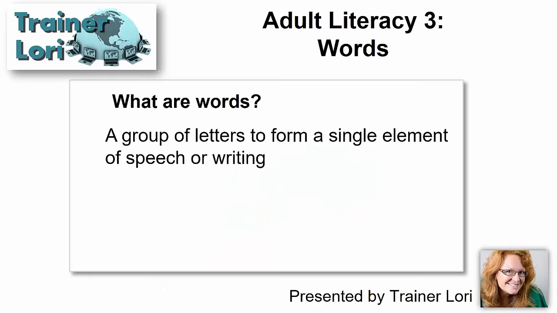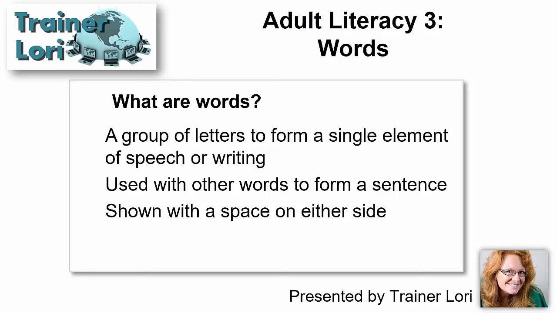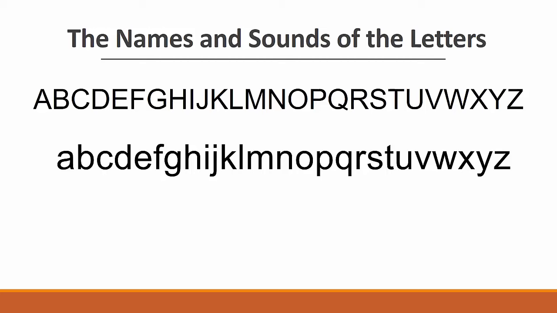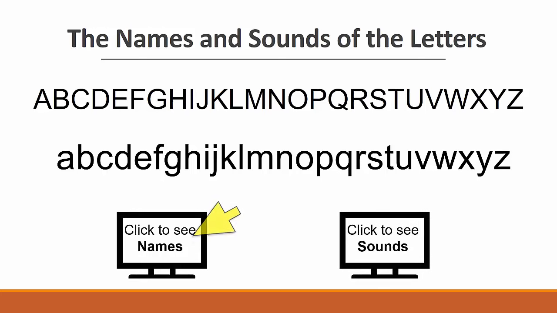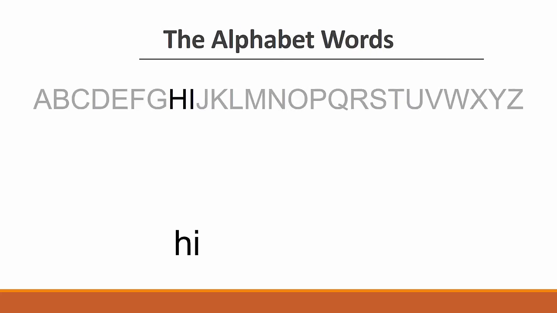What are words? A group of letters to form a single element of speech or writing, used with other words to form a sentence, shown with a space on either side. Please watch this video again as needed. We've already discussed the names and the sounds of the letters. If you haven't seen those yet, please click here to see names and click here to see sounds. The letters make words.